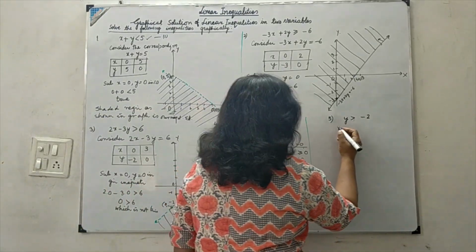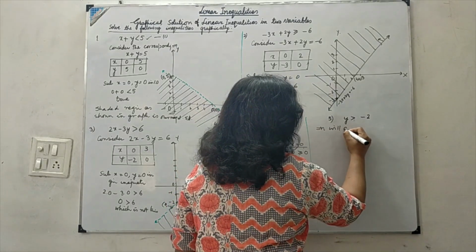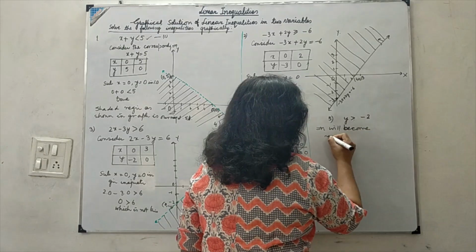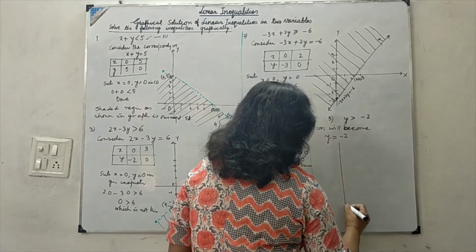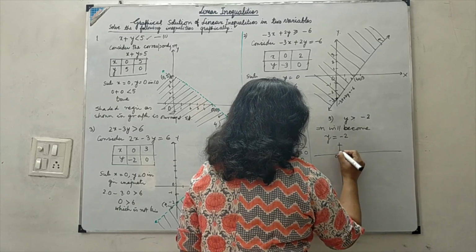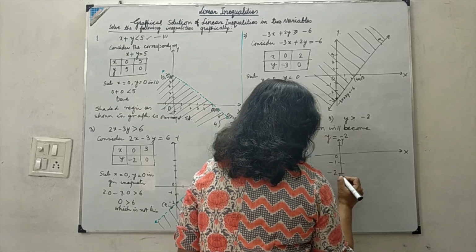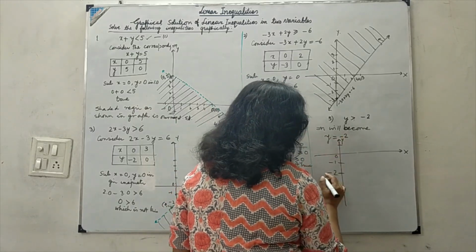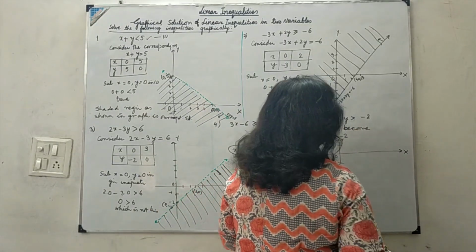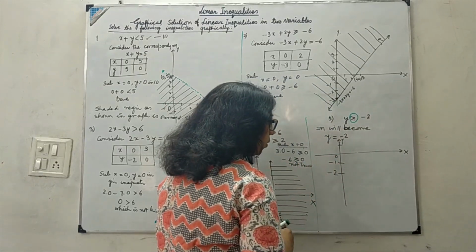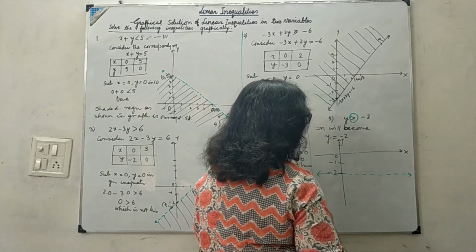Now moving to the last one, we have y greater than minus 2. Again the corresponding equation will become y equal to minus 2. Now this is a horizontal line. If I plot this line, this is the origin, this is the y-axis, this is the x-axis, this is minus 1, this is minus 2, etc. So y equal to minus 2 is a line passing through minus 2 on the y-axis and parallel to the x-axis. Now you can see that there is a strict inequality.